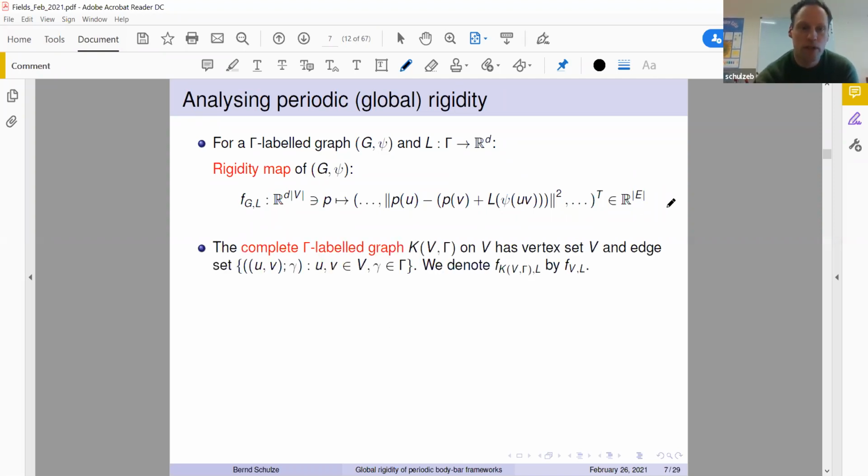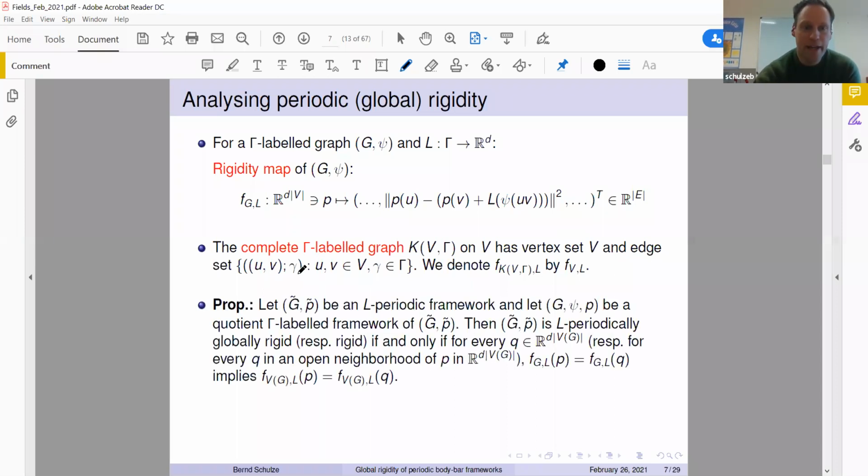And of course, we can also look at the rigidity map for the complete gamma labeled graph on the vertex set V. This is the rigidity map that I denote here by FVL, where V is just the underlying vertex set. What is the complete gamma labeled graph? Well, here you have that vertex set V, and you put all possible edges among these vertices. So all edges of the form UV, where U and V are vertices in the set, and all possible group labels.